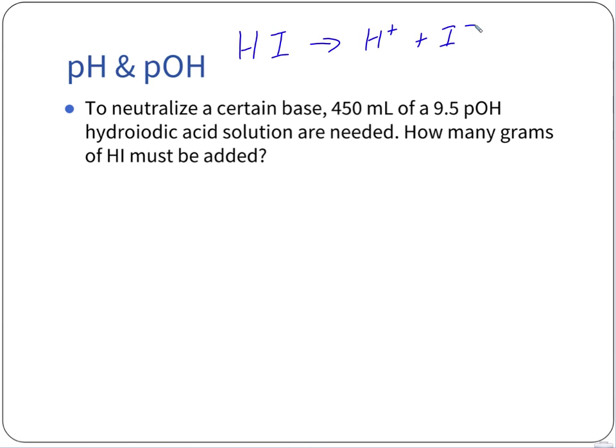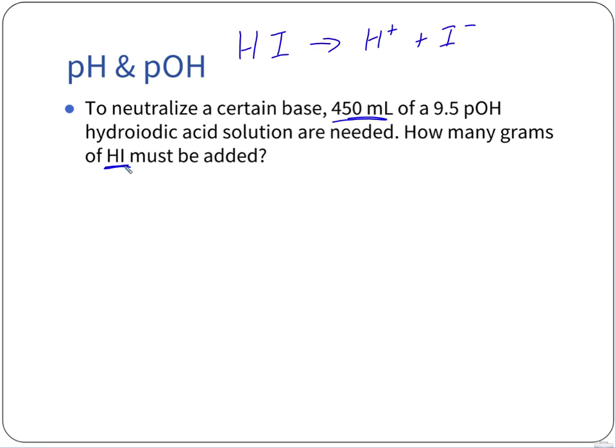Let's see, we're trying to find how many grams of HI must be added. So we're trying to find the grams of hydroiodic acid. Now, in order to figure that out, we're going to need to know what the concentration of the hydrogen ions are. Because we know the concentration, since we know the volume, we can use that to find the number of moles of hydrogen ions. If we know the moles of hydrogen ions, we can use that to find the moles of hydroiodic acid and use that to find grams. So really that's what we want to do. We want to figure out what this hydrogen ion concentration is.